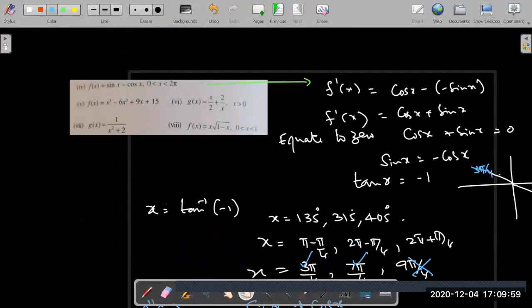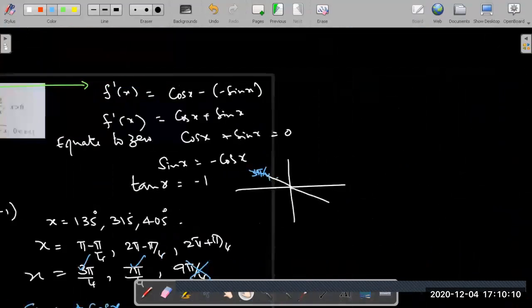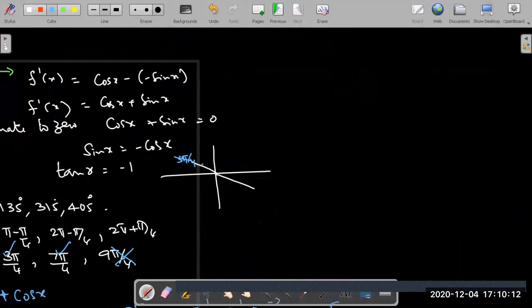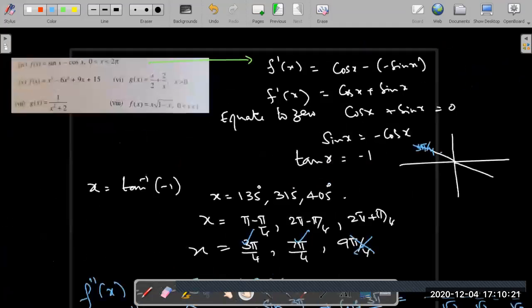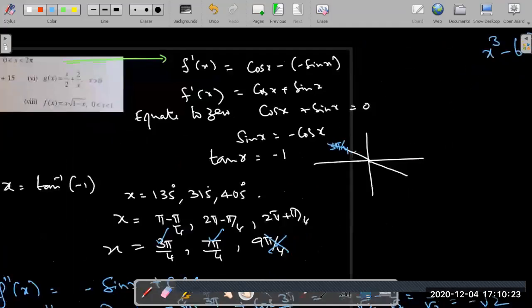So that part, the trigonometric thing, is done. Now the fifth question is a cubic equation. x cube minus 6x square plus 9x plus 15. So this is the fifth one.